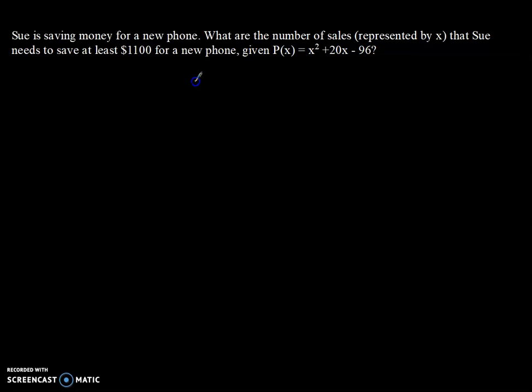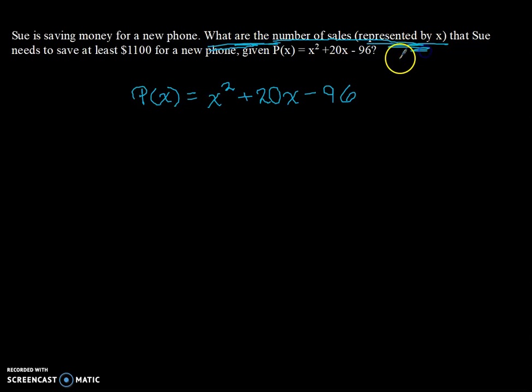So remember, when they give you word problems, you're just going to take the function that they gave you. In this case, they gave me p of x equals x squared plus 20x minus 96. And you just have to identify, which they already have, what each variable represents. So notice they're asking for the number of sales, and the number of sales is represented by x. So that means we're solving for x.